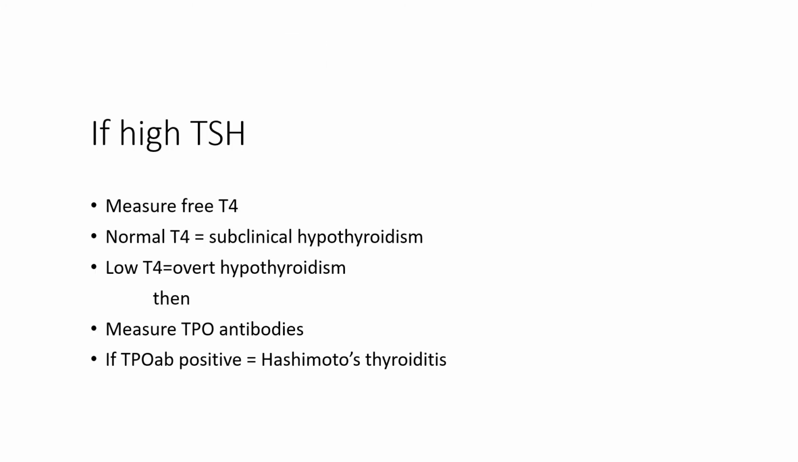If we are dealing with a high thyroid stimulating hormone, please measure your free T4. The normal T4 with high TSH will be pointing to subclinical hypothyroidism. But if you have high TSH and low T4, you are dealing with overt hypothyroidism. Then go a step further. Measure your thyroid peroxidase antibodies. If it is positive, make your diagnosis Hashimoto's thyroiditis.